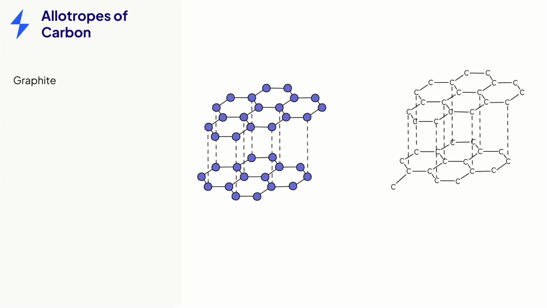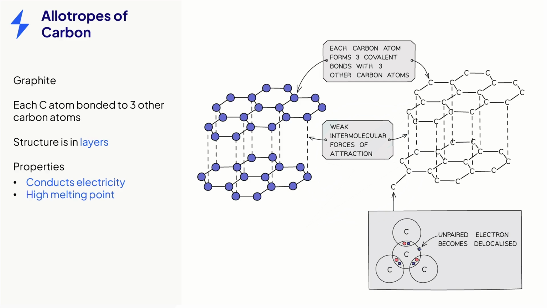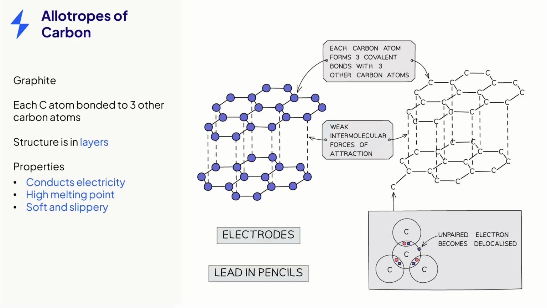Another giant covalent structure is graphite, and it is also an allotrope of carbon. Each carbon atom is bonded by strong covalent bonds to 3 others forming layers of hexagons. This means that there is one electron which is delocalized and exists between the layers. Within the layers, the covalent bonds are very strong, but between the layers, there are weak intermolecular forces of attraction. Therefore, graphite conducts electricity, has a high melting point, and is soft and slippery. This means that graphite is perfect to be used for electrodes in electrolysis and for pencils.